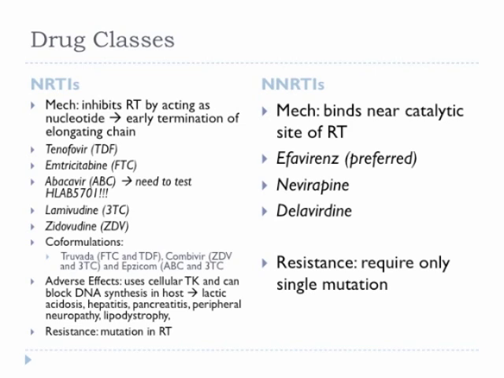For non-nucleoside reverse transcriptase inhibitors, they are not nucleoside or nucleotide analogs, but they do bind near the catalytic site, so they prevent reverse transcriptase from doing its job. There's 3 of them to be noted: efavirenz, nevirapine, and delavirdine. There's a lot of resistance to these actually because the virus only requires a single mutation, so you just need to be aware of that.